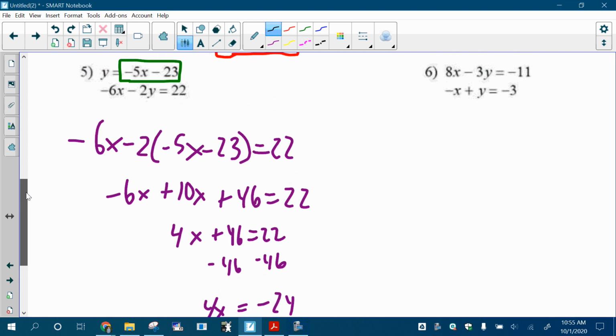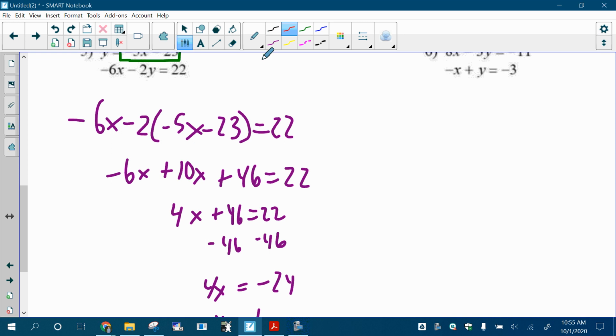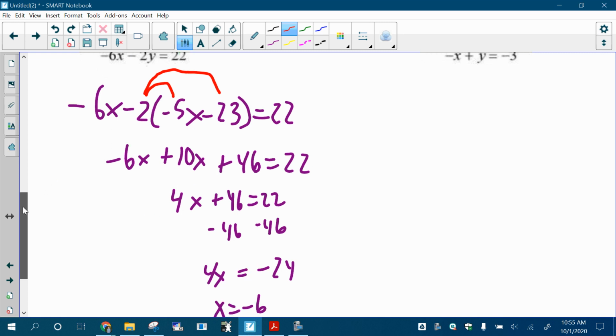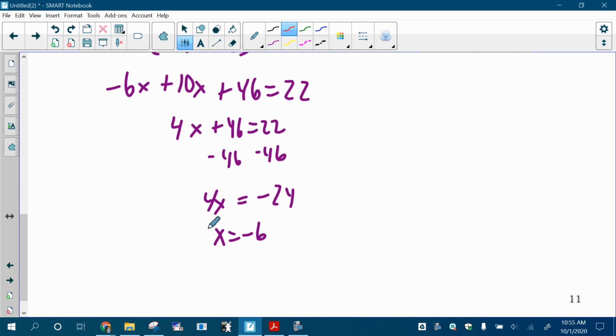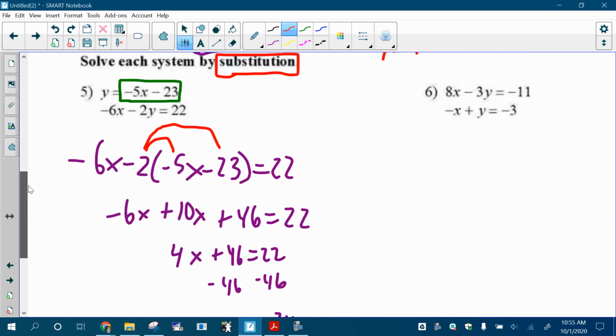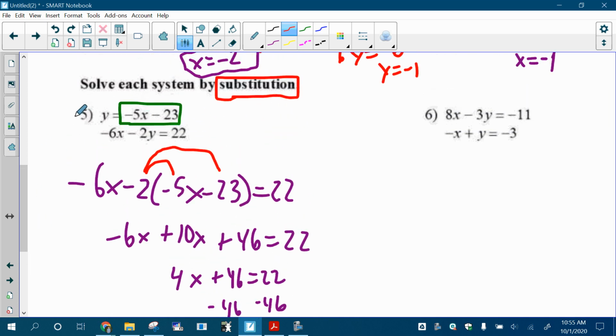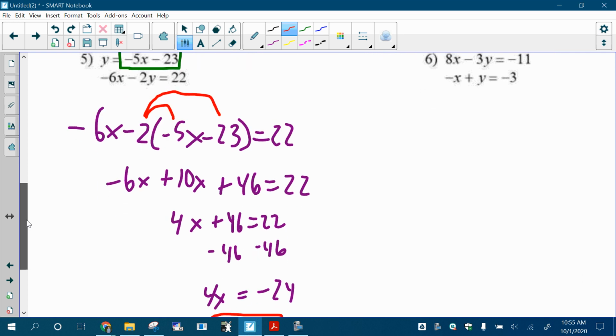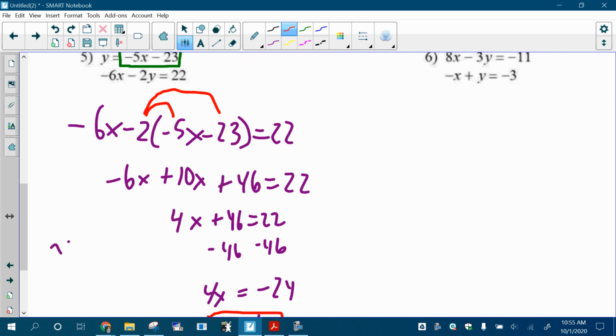So you should have distributed the -2. Don't forget about distributing. At those parentheses, got to distribute. Gotten to this point, combined like terms, gotten here, subtracted the 46 over, divided both sides by 4, and got x equals -6. Don't forget, you got to go back up here and plug it in. And I'd plug it into this top one. That's the easier one to plug it in. So take it, plug -6 in the place of x so that we can figure out that y. Okay, we end up getting y equals 7.